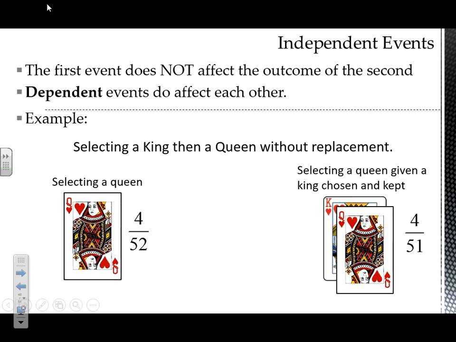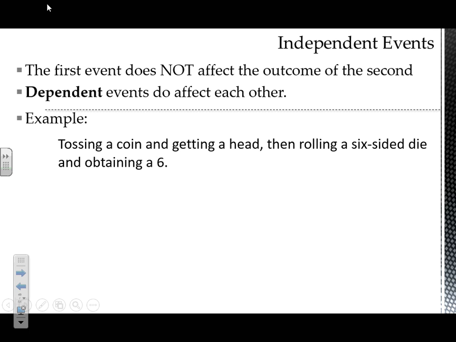So selecting a queen had the probability of 4 out of 52 if I was just doing it normally. But if I select a king and remove it from the deck, now the probability of selecting a queen is 4 out of 51. So selecting that king and removing it from the deck changed the outcome. It changed the probability that I could draw a queen. So these would be dependent events. Drawing that king this time did affect what happened with drawing my queen. Is everyone okay with that? Okay. Let's take a look at another example.